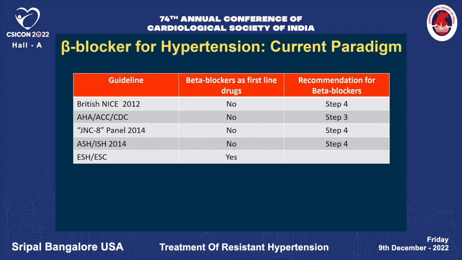As such, now there is more uniformity in guideline recommendations on beta blockers for hypertension. Most of them relegated beta blockers to either third or fourth line therapy for the treatment of hypertension.